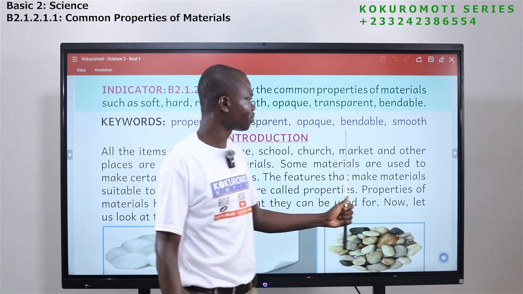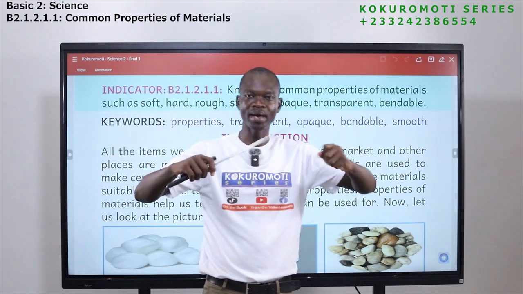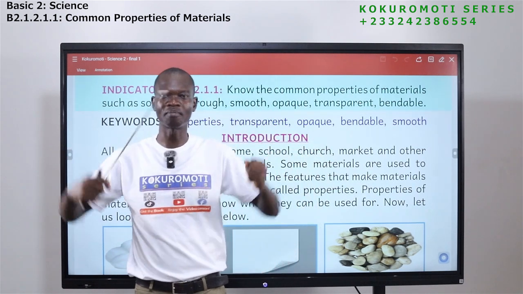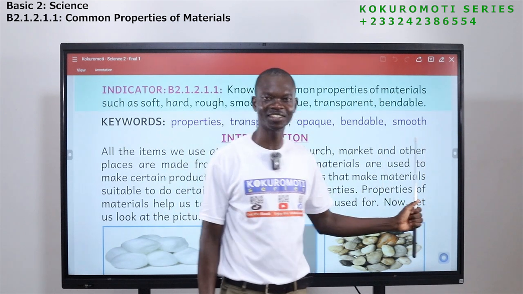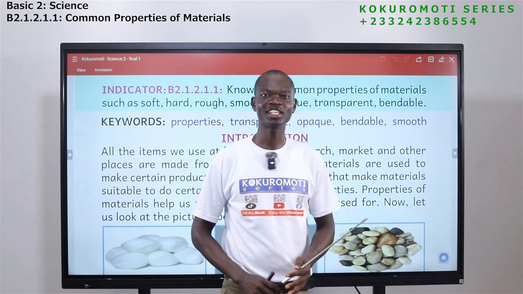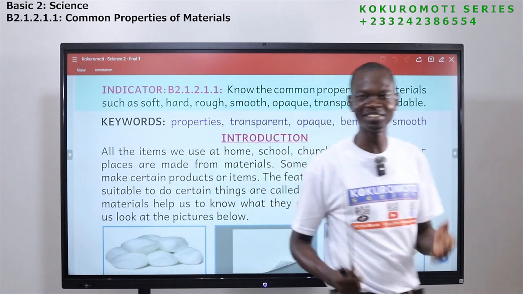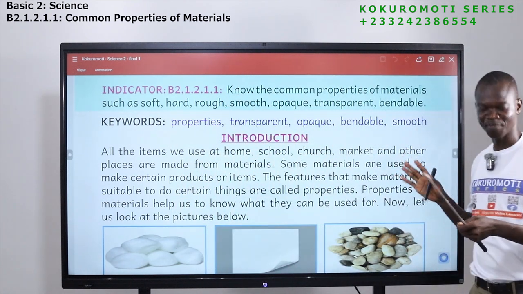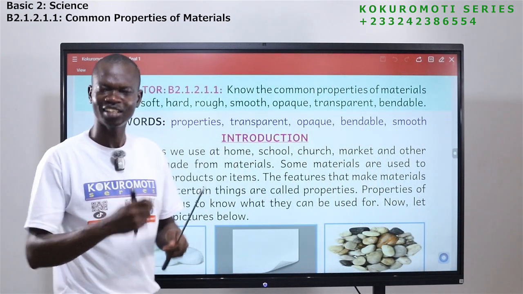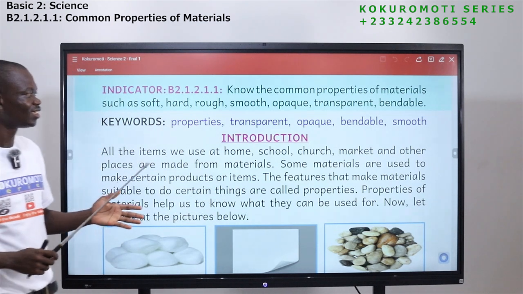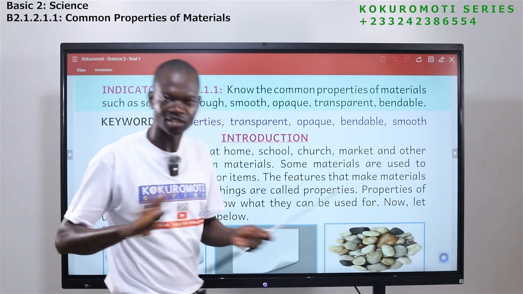Let's come to the next word, bendable. Bendable means that we can bend that thing, a material that we can bend. The next word is smooth. All of you, say smooth. Okay, so if something is smooth, it means it is not rough. When you rub your hand on that surface, you feel that it is not rough. So smooth, we are talking about something whose texture is not rough.